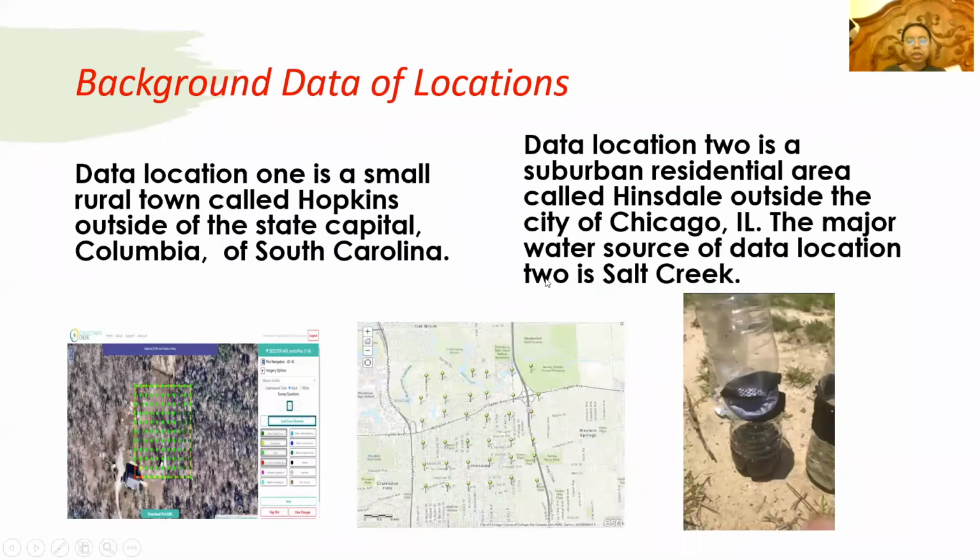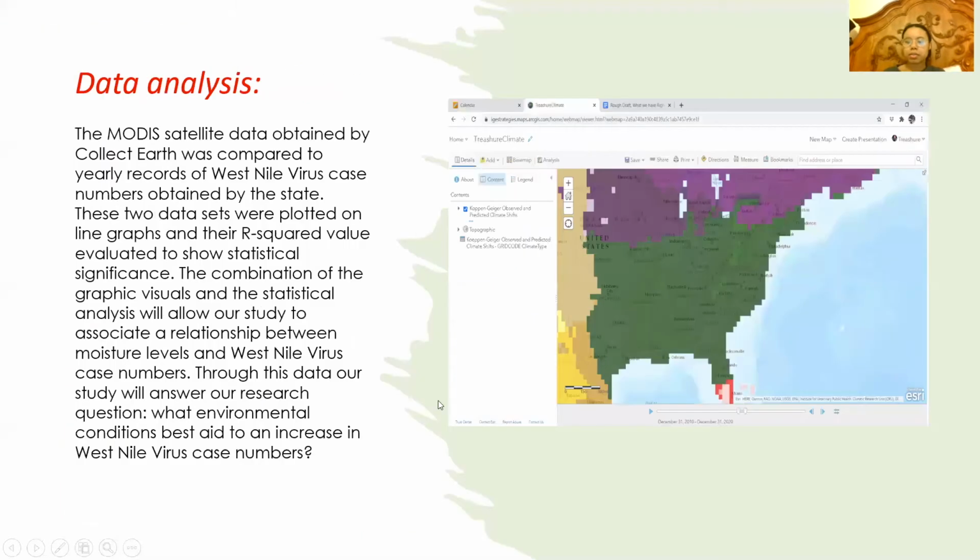So we used two different locations, a small rural town outside of Columbia, South Carolina called Hopkins, and a small suburban residential area outside of Chicago, Illinois called Hinsdale. And what was really important about these two locations is that, as part of our analysis, we also created 36 points in which we analyzed the types of vegetation in the environment in these two locations. And we found that this gave us a really good background about our areas of interest.